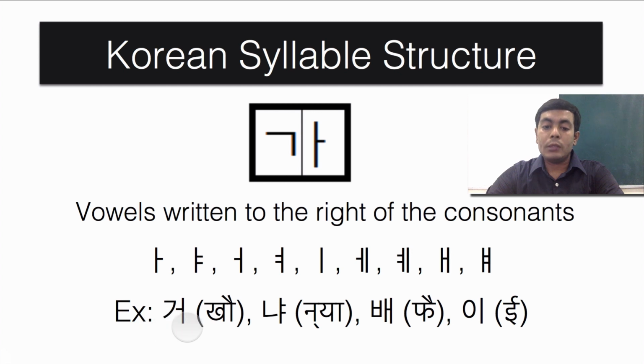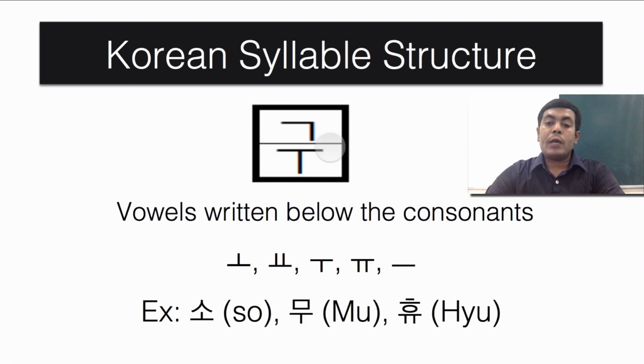Here are some more examples. And then there is another structure where we write vowel below the consonants. So here k, it is written on the top, and u is written right below it. So these are the vowels that are written below the consonants: o, yo, u, yu, and eu. And here are some more examples.